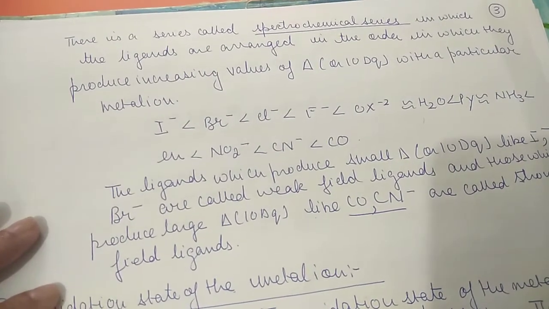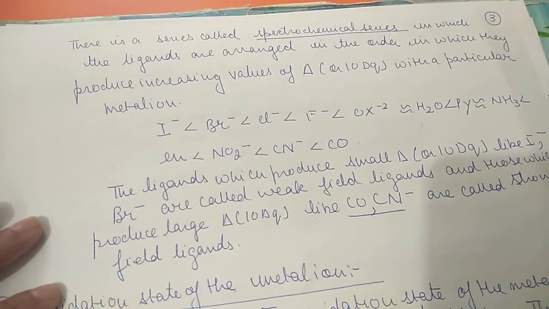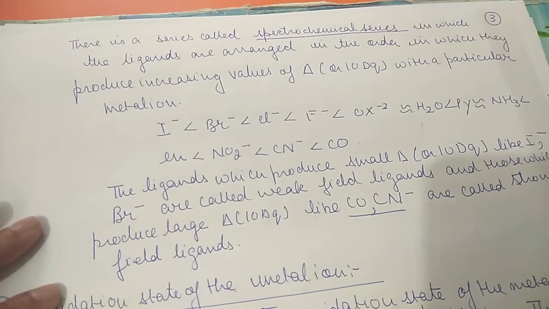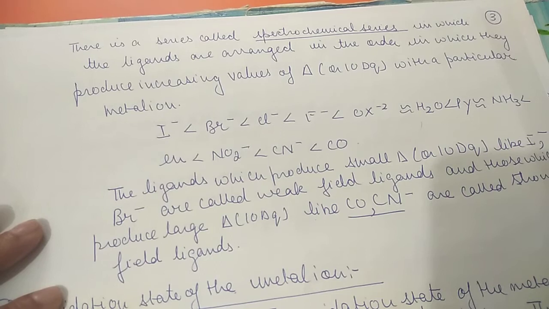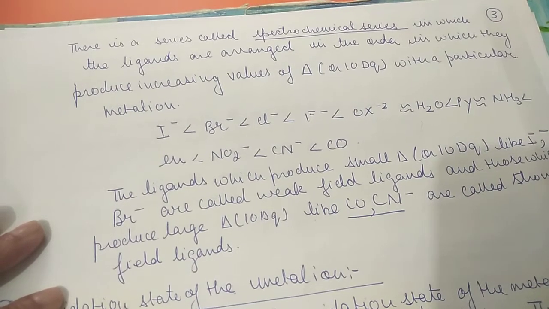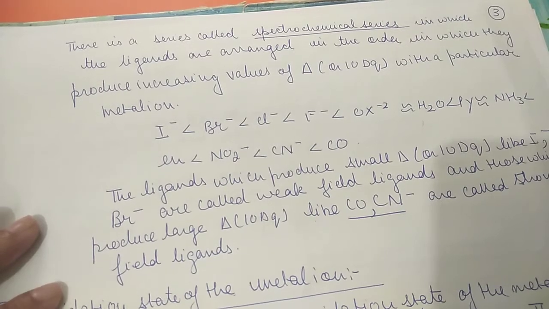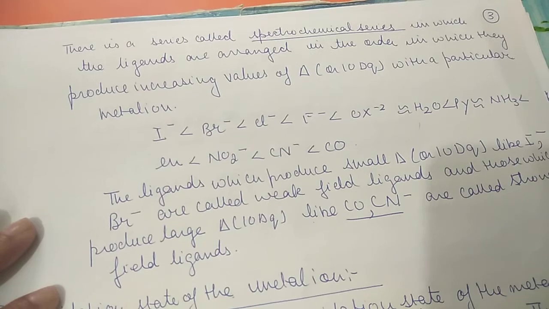So iodide is less than bromide, less than chloride, less than fluoride, which is less than oxalate. Oxalate and water are almost the same, which is less than pyridine. Pyridine and ammonia are almost the same, which is less than ethylene, which is less than NO2 negative, which is less than CN negative, which is further less than CO.